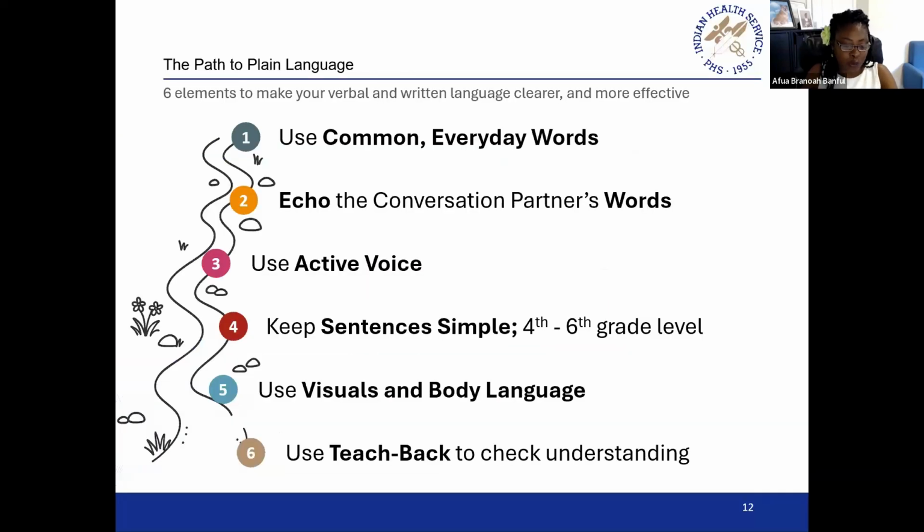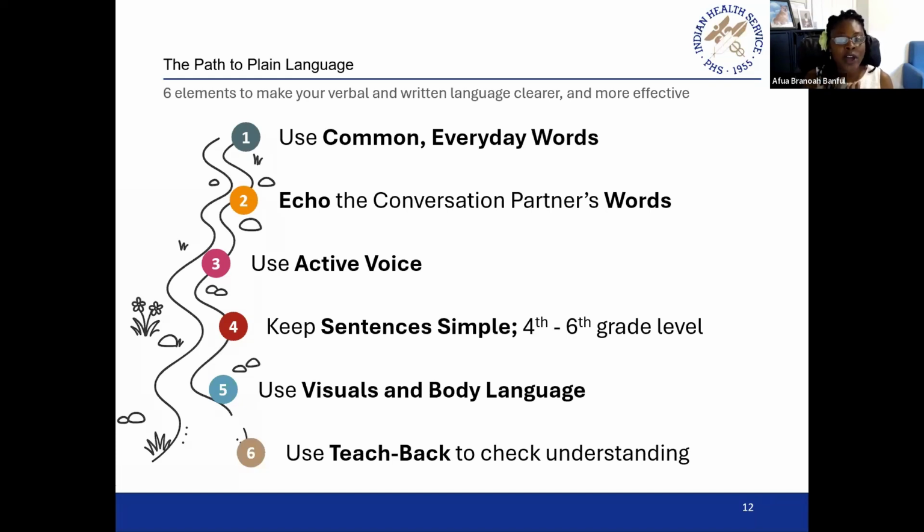Let's get some tactical tools here. My goal was to pick a handful. I was trying to go for 5, but it turned out that it had to be 6. I couldn't drop the teach back. If you are being conscious about using plain language and adapting your language, what are the elements that you should look out for or focus on? We'll go down this path. It's literally a path. We'll start from the first step, which is to use common everyday words. We will talk about each of these steps.